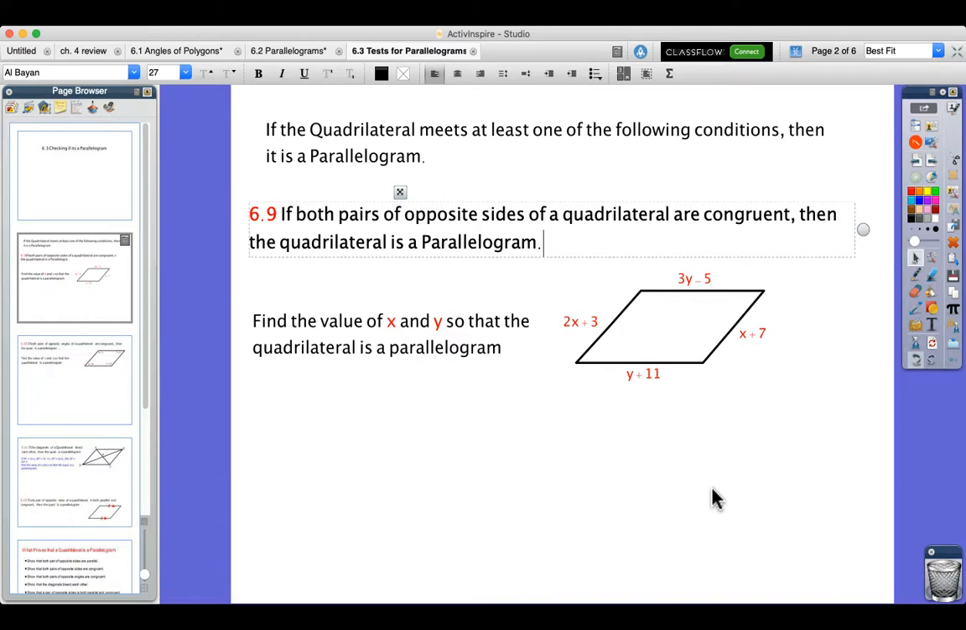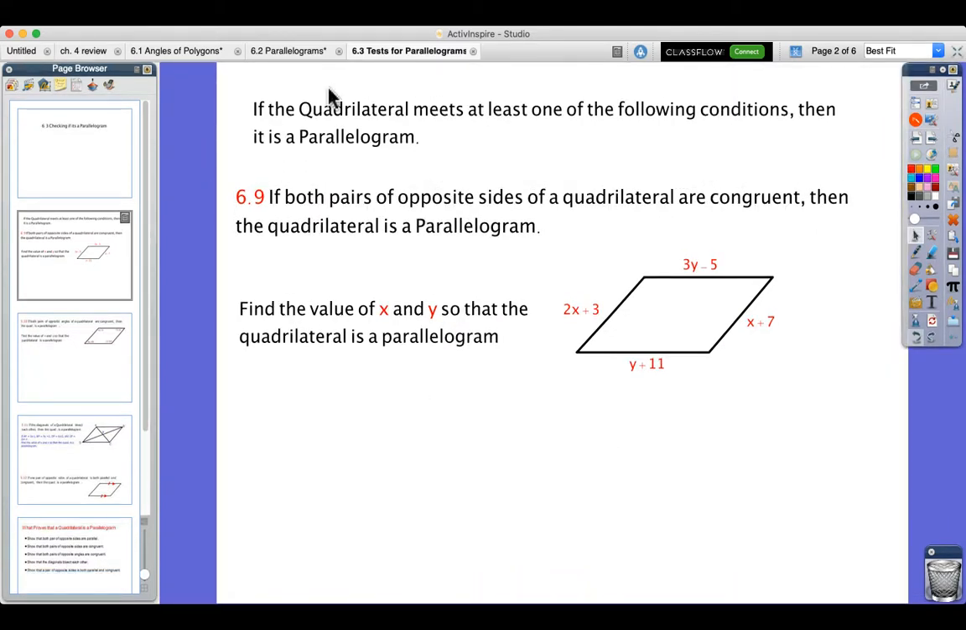So for example, here, this first one we're going to do is if we can prove that both pairs of opposite sides of a quadrilateral are congruent, then that proves the whole thing's a parallelogram. So what you're going to be doing is just working that out. Again, we'll say opposite sides are equal. So we'll say 2x plus 3 equals x plus 7. So we solve that for x, and then we do that for y as well. So y plus 11 equals 3y minus 5.